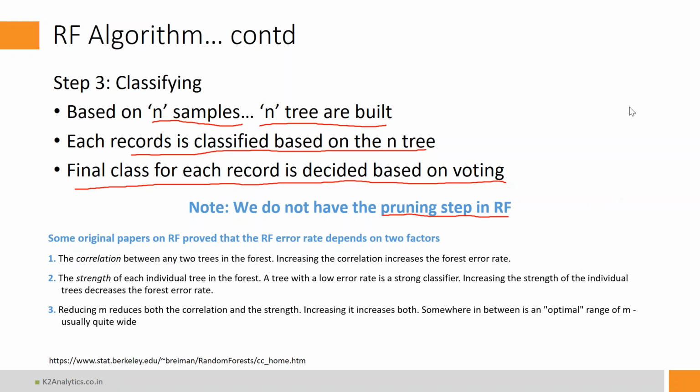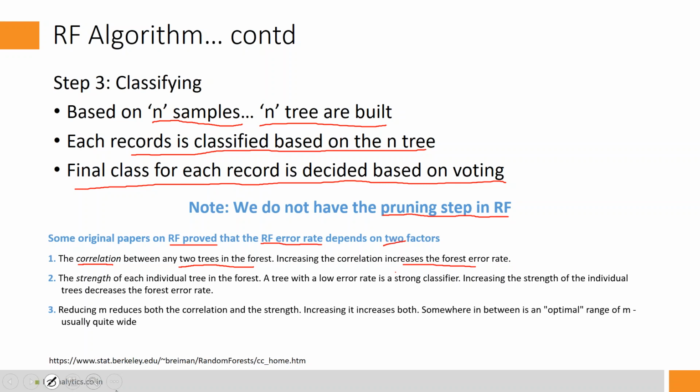Come back to our slide. Okay, let me read these statements. Some original papers on random forest proved that random forest error rate, that is accuracy of predictions, depends on two factors. First is the correlation between any two trees in the forest. Increasing the correlation increases the forest error rate. Now let us understand this correlation concept.